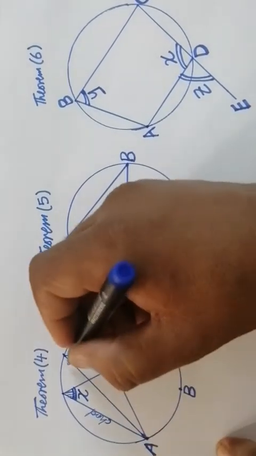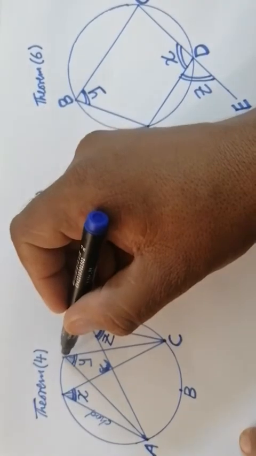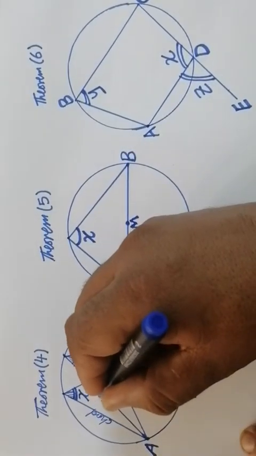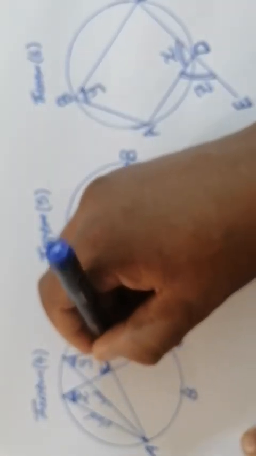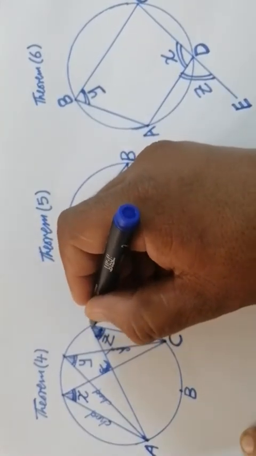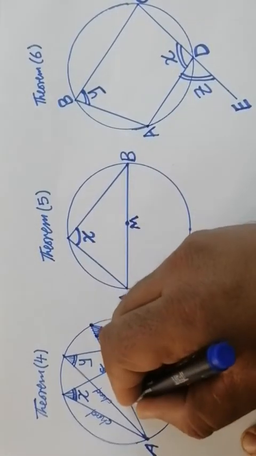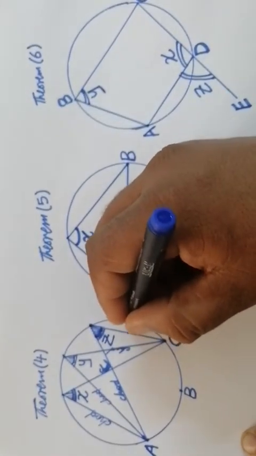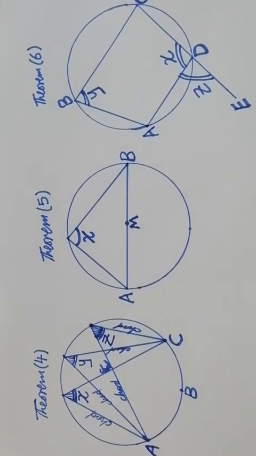Okay, look at angle Y. Angle Y here is also a circumference angle because the vertex lies on the circumference, and this arm is a chord, and this arm here is also a chord. Look at angle Z here. The vertex, the corner, lies on the circumference, and this arm is a chord, and this arm is a chord. So these 3 angles are circumference angles.